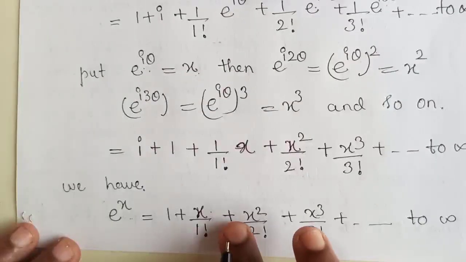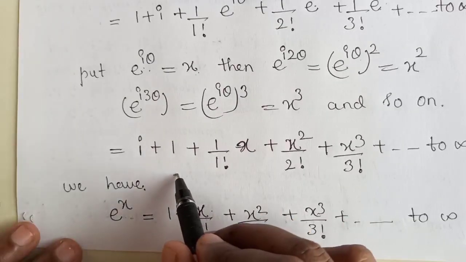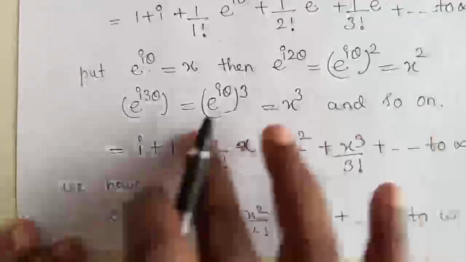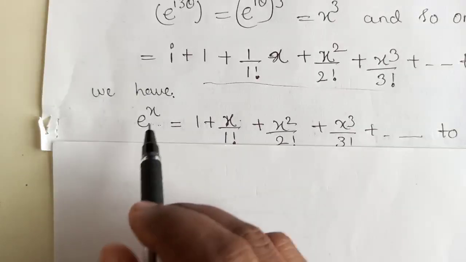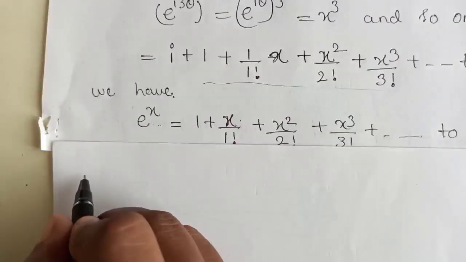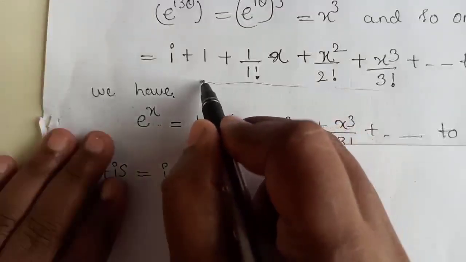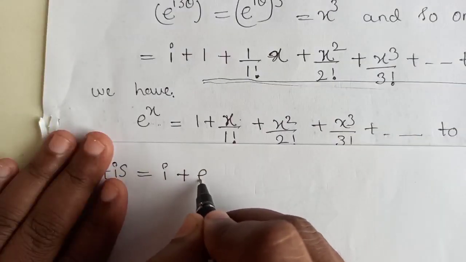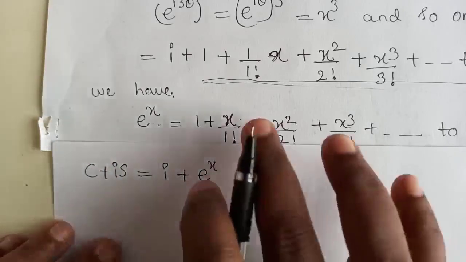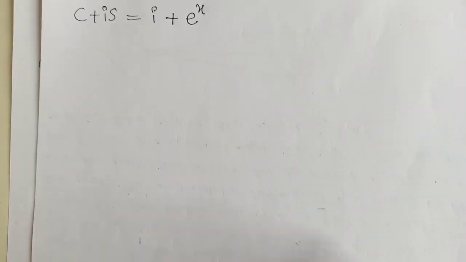So this is the standard exponential series. Now we substitute in this series, or we replace this series by e raised to x. After substituting e raised to x, this part stays as it is. In this place we substitute this formula, then it becomes plus e raised to x, by using this standard series. Then our cis term becomes I plus e raised to x.